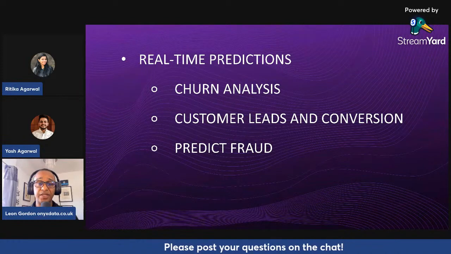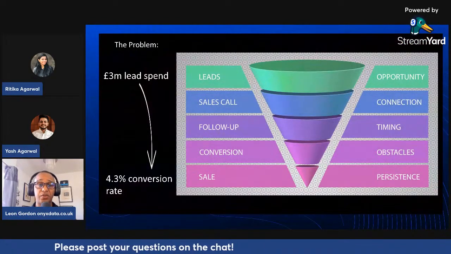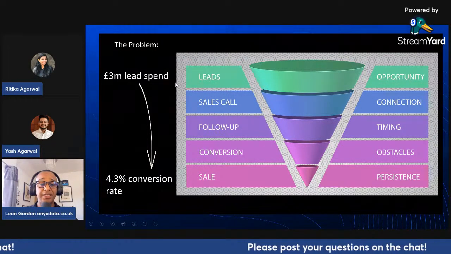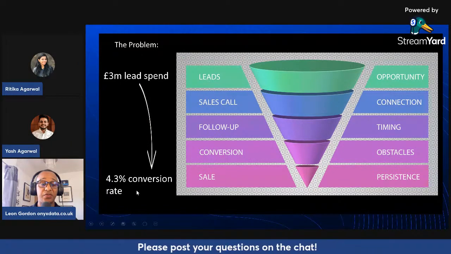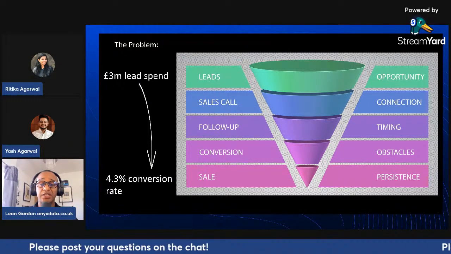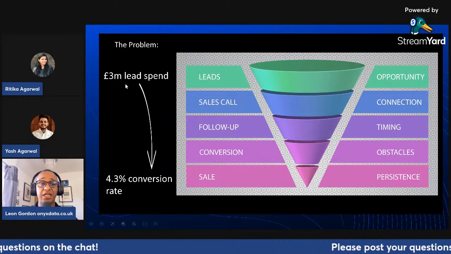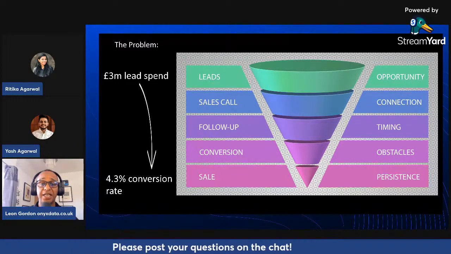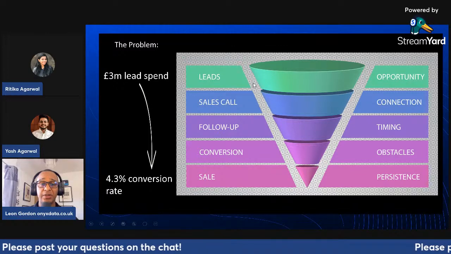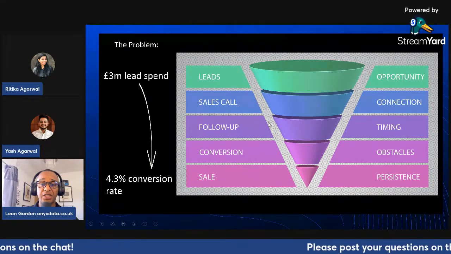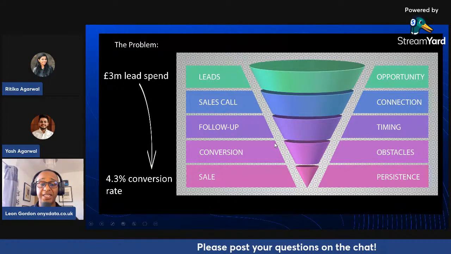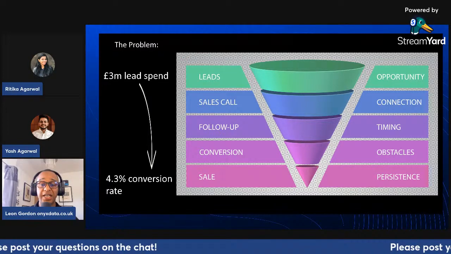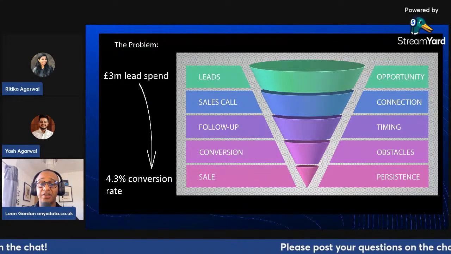We have a fictional sales organization that currently has £3 million spent on leads. Their conversion rate is quite low, at 4.3%. So as you can imagine, this sales company is spending a large amount of money, £3 million in this instance, per year on purchasing leads. The leads move down through the sales funnel, from a lead to a sales call to a follow-up to a conversion, and ultimately, hopefully, ending in a sale. At the moment we can see that only 4.3% of all leads purchased are resulting in a sale. So a relatively low conversion rate.